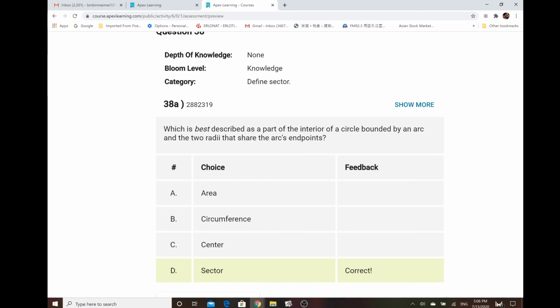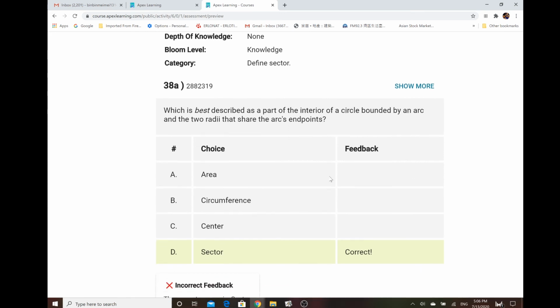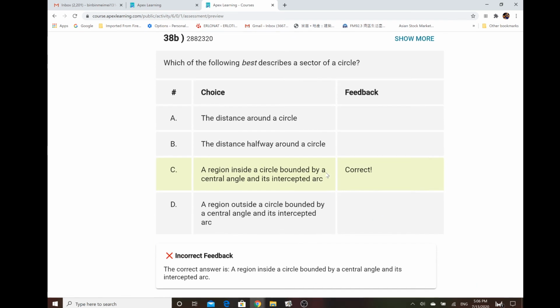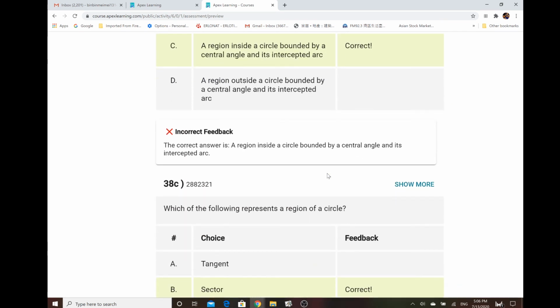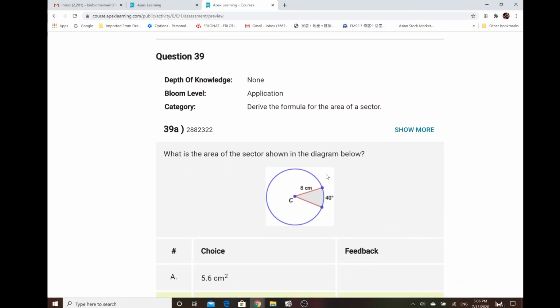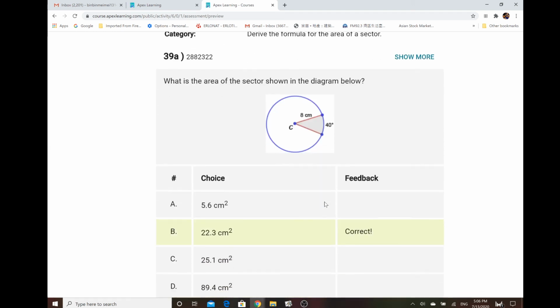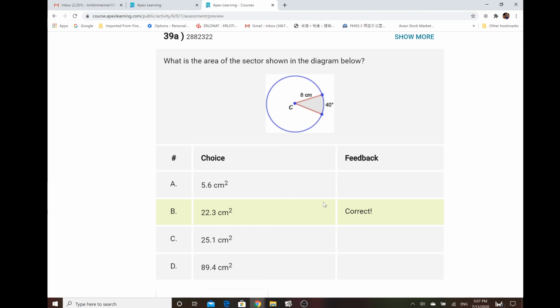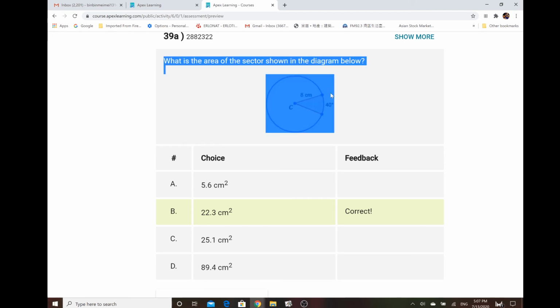So now here's another one, 38. Which is best described as part of the interior of a circle bounded by the arc and two radii that share the arc's endpoint? This one is called the sector. The region inside the circle bounded by a central angle and its intercepted arc. The area of a sector, we'll talk about that in a minute. Like 39 here, this bounded shaded area is called the area of a sector. As you can see, that is bounded by two radii, the center and the arc length. Okay, so now the way to find the area of the sectors. The formula for this one, let me just highlight this problem first. Again, copy and paste.